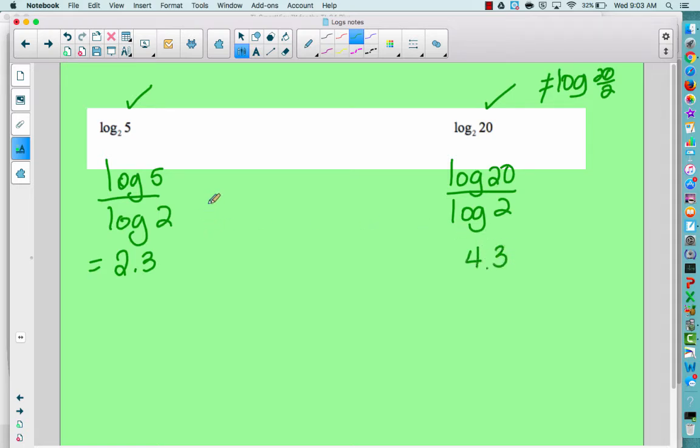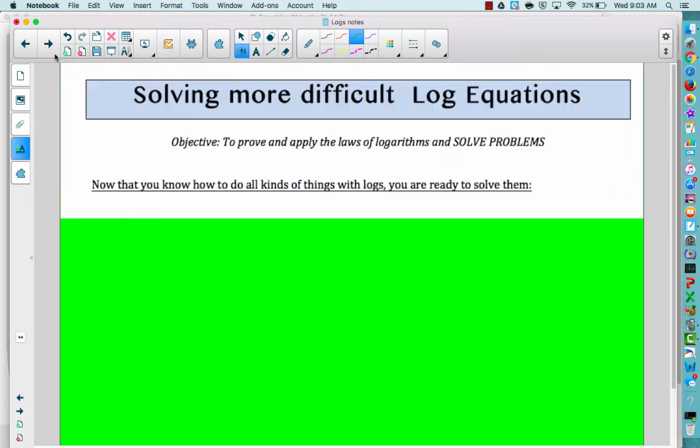Okay, so those are two things that are going to be really important, solving a log equation and the change of base. What I'd like you to do now is go to the next page where it says solving more difficult log equations. The warm-up is page 15. So I'd like you to do the problems on page 15 and bring to class tomorrow. We will check. There is also a bonus opportunity.